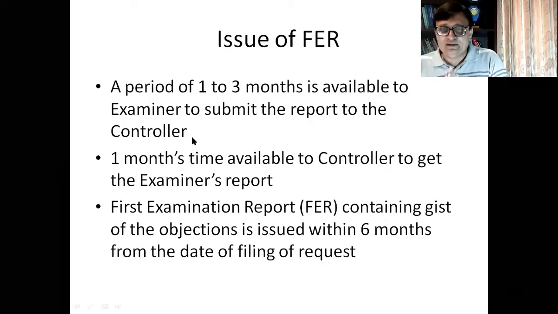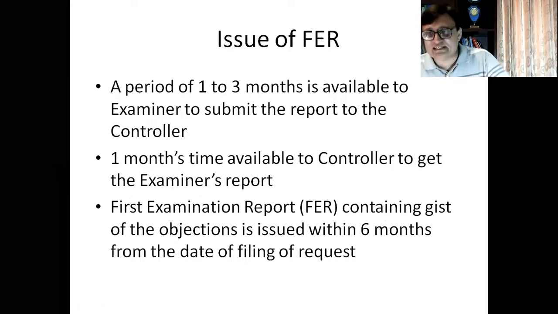He will issue the first examination report. A period of 1 to 3 months is available to the examiner to submit the report to the controller, and 1 month's time is available to the controller to get the examination report. The first examination report containing the gist of the objections is issued within 6 months from the date of filing the request.